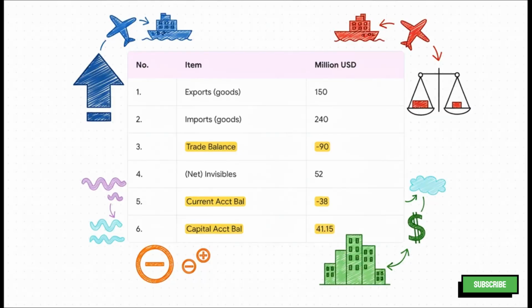So let's walk through a simplified example of what a BOP statement looks like. Right at the top, you see we have exports of 150 and imports of 240. Simple math gives us a trade balance of minus 90. That means we're buying more physical goods than we're selling. But then you add in the invisibles, things like services and income, and that brings our current account balance to minus 38. To make up for that shortfall, look down at the capital account balance. It's positive, which shows money flowing into the country through investments.